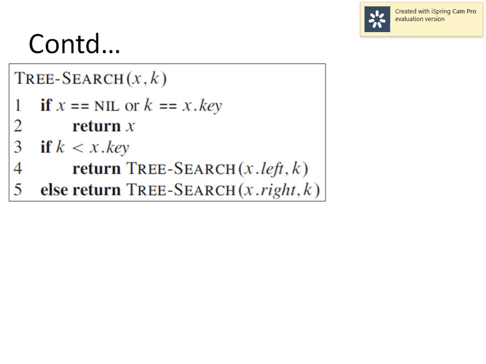In order to make this decision, we have to compare the node value with the value we are searching for, that is k and x dot key. If the value we are searching for is less than the node value, definitely we have to move towards the left subtree of x. So accordingly, we have called the procedure again for the left subtree of x and for the same value k. And if line number 3 gives us false, then we have to call the search procedure for the right subtree of x, that is x dot right, for the value k. So this is a simple recursive procedure in order to perform search operation.